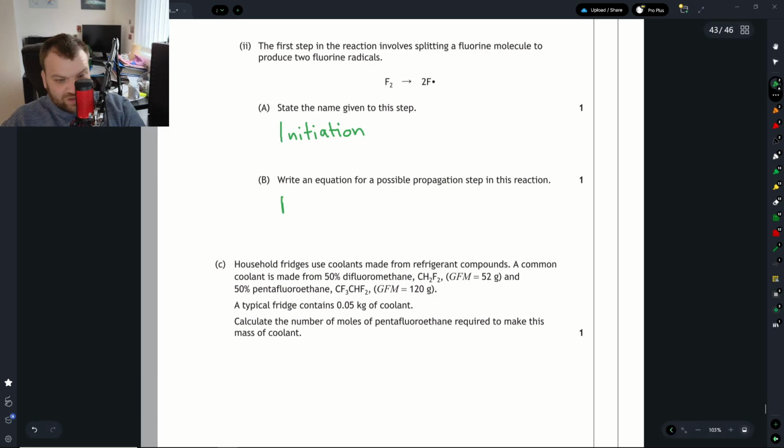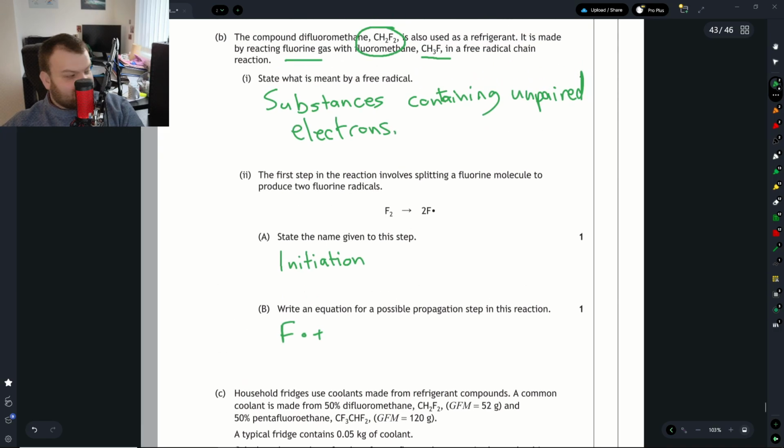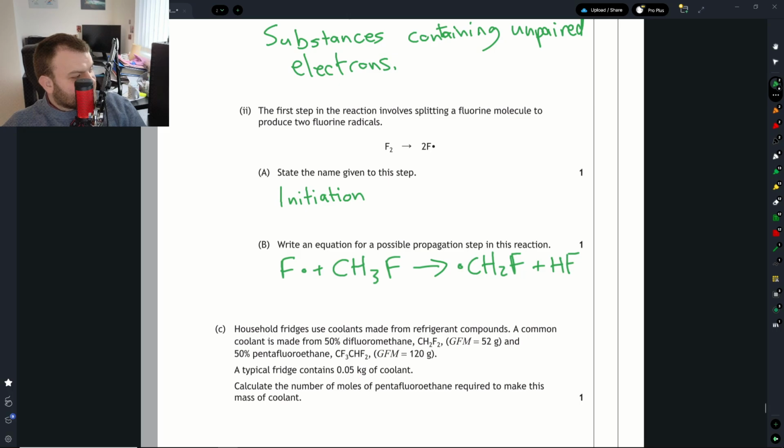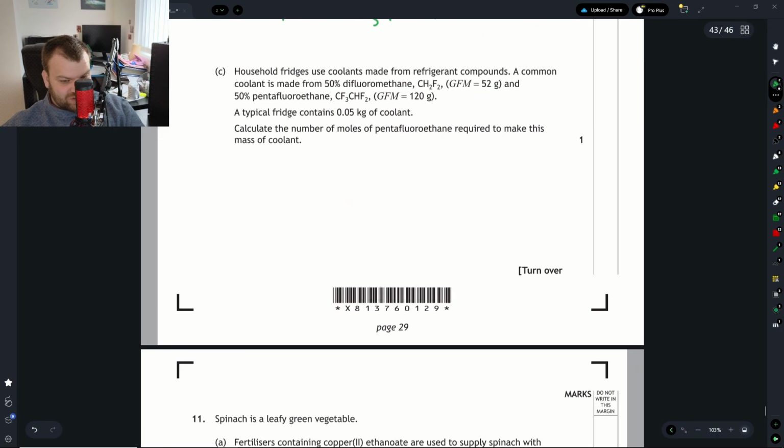If we are using a fluorine radical, I'm going to react it with the CH3F that we've got at the start. My radical this time would be my CH2F, and the fluorine radical would have picked up a hydrogen to become hydrogen fluoride, just HF. You could pick other chemicals that come together, join them up if you want to, but we need to make sure that we've got a radical on the left and a radical on the right for it to be a propagation stage.